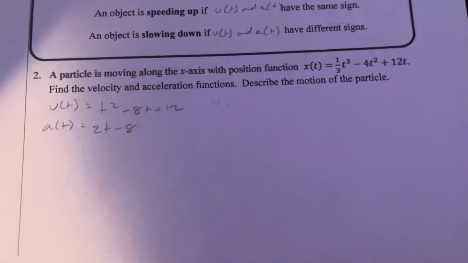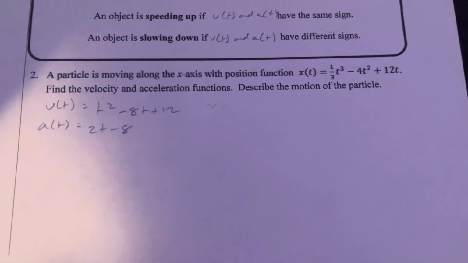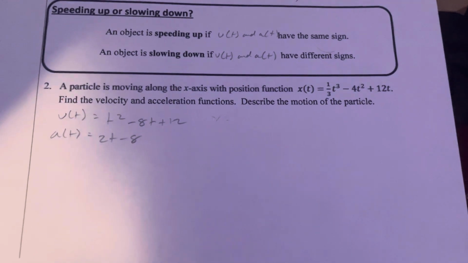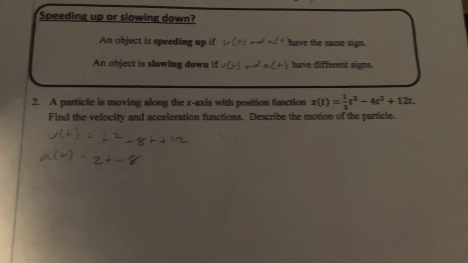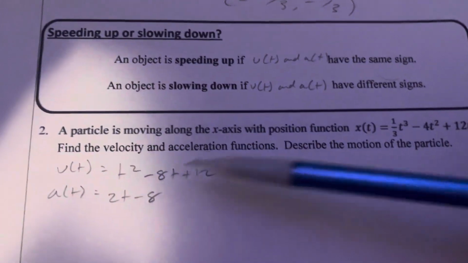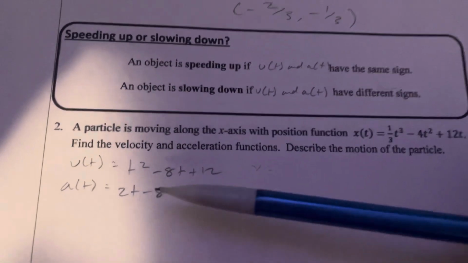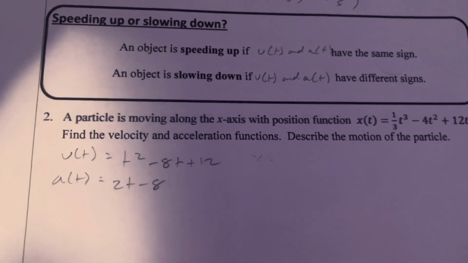2. A particle is moving along the x-axis with position function x of t equals 1/3 t cubed minus 4t squared plus 12t. Find the velocity and acceleration functions to describe the motion of the particle. So our velocity function is just the derivative of our position function. And then our acceleration function is the derivative of our velocity function.